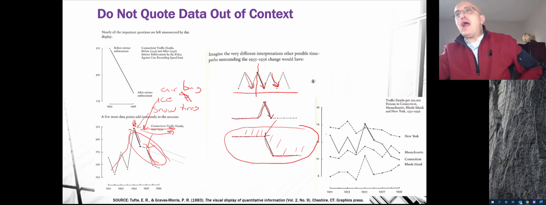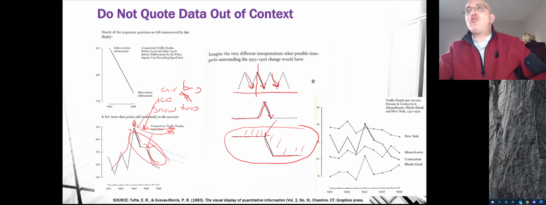And over here on the right, let's take it even a step further. What if we put Connecticut in the context of other states? So when we're down here and we're like, oh, we had 10.5 traffic deaths in 1954, that's a lot. We've got to do something. We'll put it in context with New York, and it's not a lot.